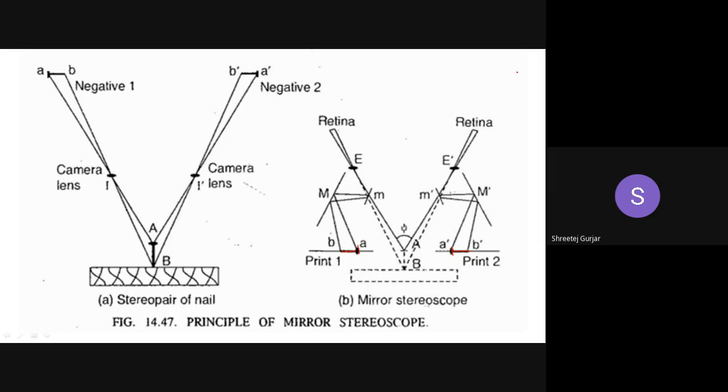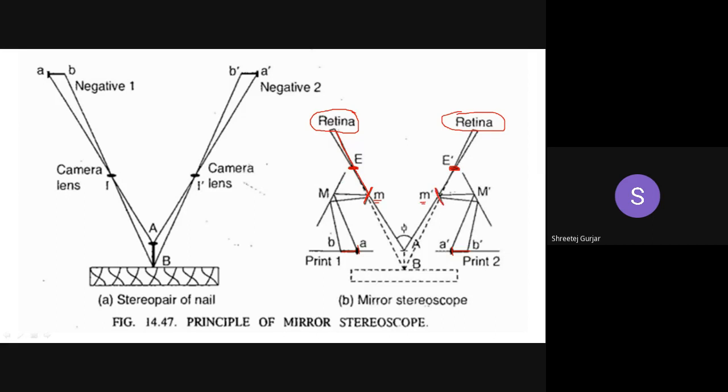Continuing, you can see here this is the magnifying lens, capital E, and E dash on the right hand side. These are magnifying lenses. This is your retina, the backside of your eyeball, where your image is formed. This is your line of sight which you are viewing. Here we have a small mirror, which is named M. Similarly, on the other side, you have another mirror, which is named small M dash.